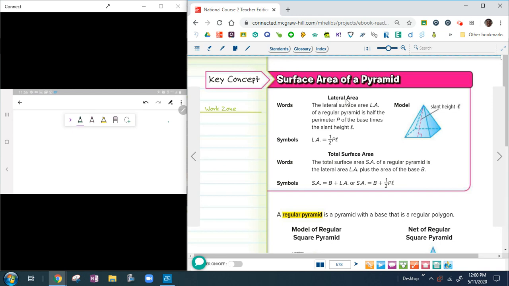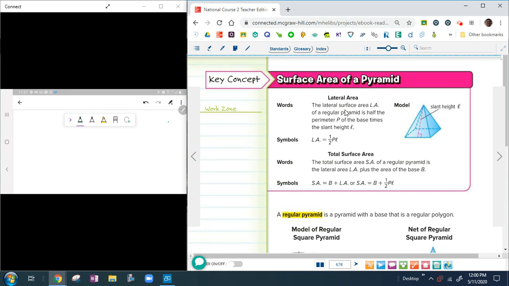Let's focus here on lateral area. First we have to talk about what a lateral surface is. Lateral surfaces are the non-base faces. All the faces that aren't bases, we call them lateral faces or lateral surfaces. All these triangles around here that go up to that apex are the lateral surfaces. So lateral area is just finding the area of each of these triangles and adding them up, and that gives you the total lateral area.